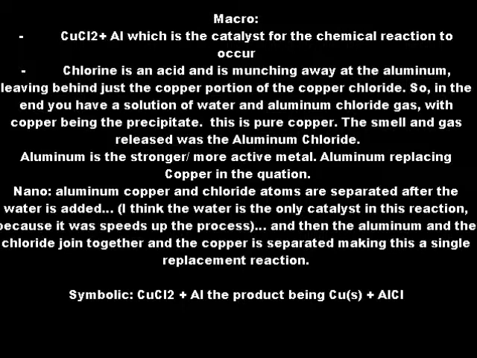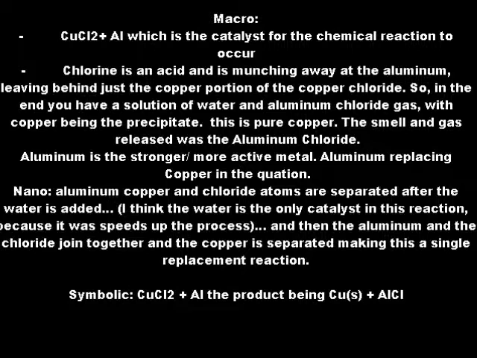Macro. CuCl2 plus Al is a chemical reaction. Chlorine acts as if it is an acid and is munching away at the aluminum, leaving behind the copper portion of the copper chloride. So in the end, you have a solution of water and aluminum chloride gas, with copper being the precipitate. This is pure copper. The smell and gas released was the aluminum chloride. Aluminum is a more reactive metal, so it is replacing copper in the equation.